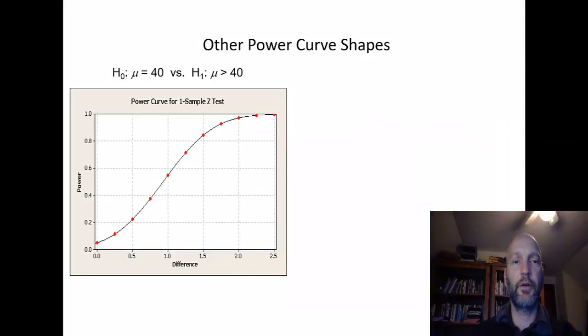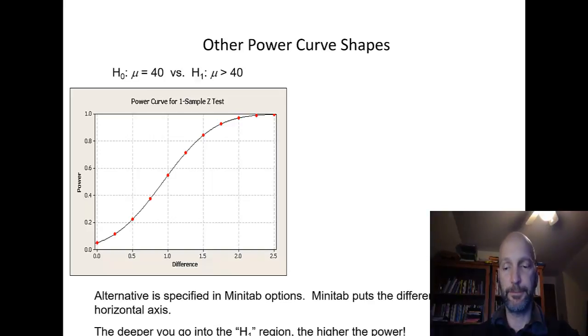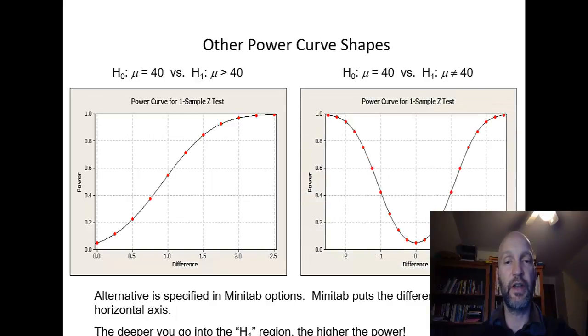So here are a few other types of power curves that you might see. In this case, we've got a right-tailed test, so the alternative hypothesis is that mu is greater than 40, and you can see then as the difference gets bigger in the positive direction, then the power goes up. Minitab is going to, by default, plot the difference on the x-axis, although you saw in the last slide that we put mu there instead, and you can go either way. But this is really saying the further you go into the H1 region, the higher the power, the more likely it is that you're going to be able to detect that.